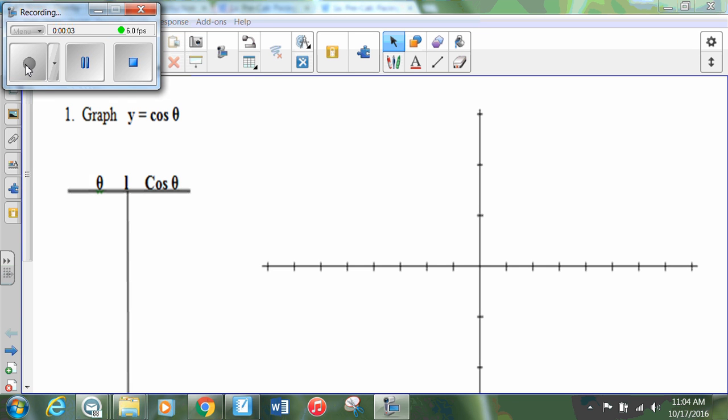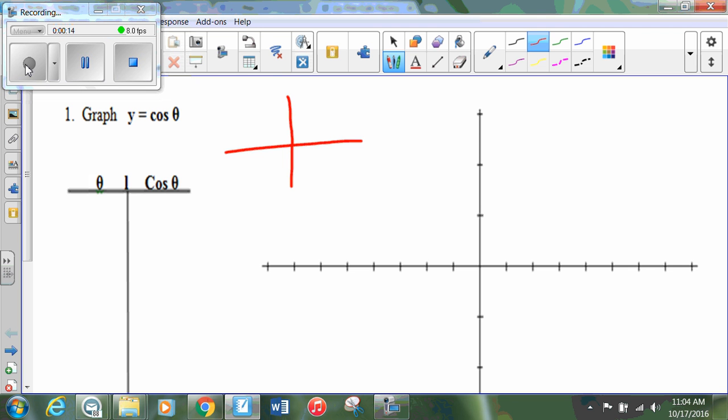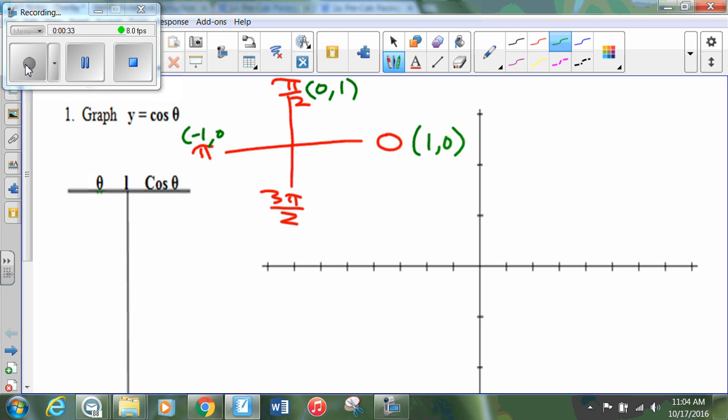Okay, so here we go. We are going to be graphing cosine of theta using our knowledge of the unit circle. So we're going to put up a quick unit circle where we know we've got 0 and pi over 2 and pi and 3 pi over 2. And at those points, we have cosine 1, sine 0; cosine 0, sine 1; cosine negative 1, sine 0; and cosine 0, sine negative 1.